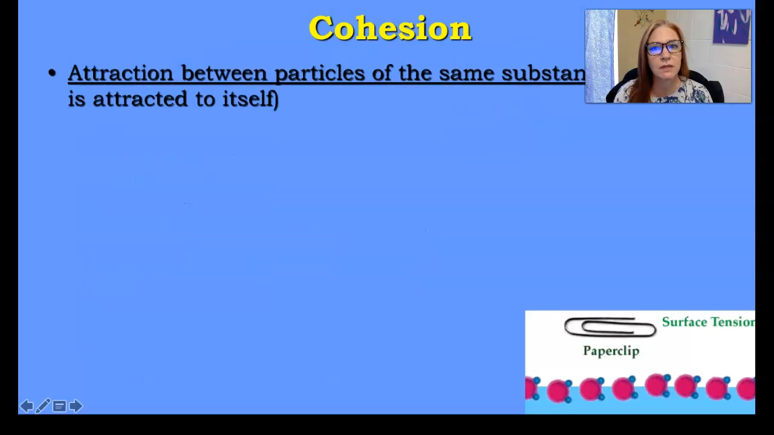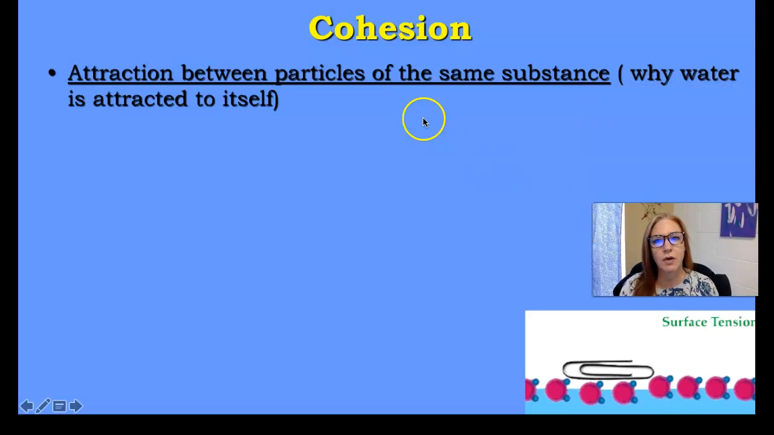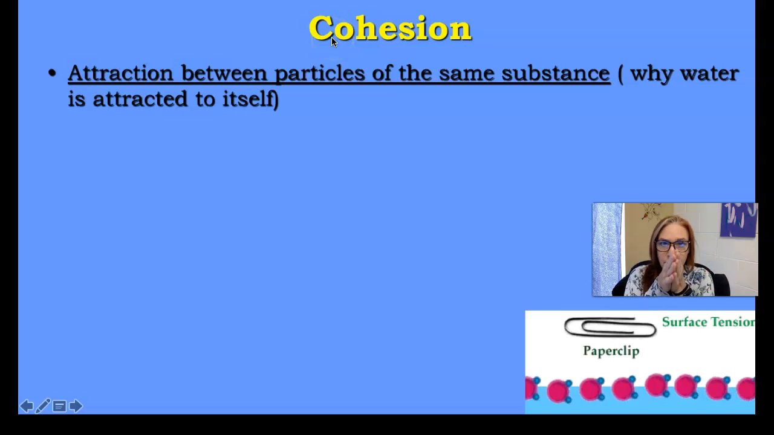Okay, so let's take these one at a time. Let's talk about cohesion. So the word part co means together.